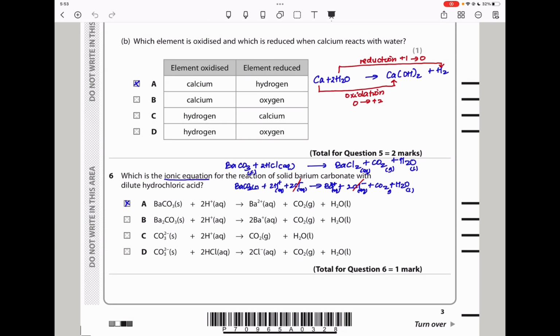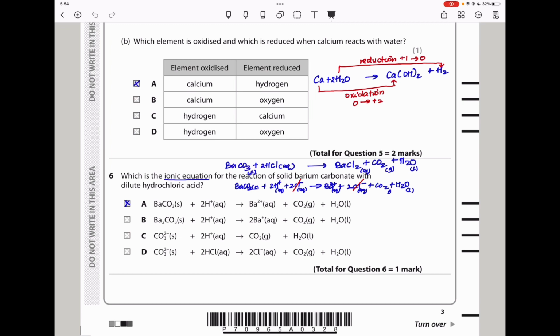And question 6 says here, which is the ionic equation for the reaction of barium carbonate with dilute hydrochloric acid? Barium carbonate is a metal carbonate. When they react with acid, they produce salt, carbon dioxide, and water, as we can see here. However, to break it down into an ionic equation, I tried to separate all the aqueous species, leave the solid alone, and only break apart the aqueous.